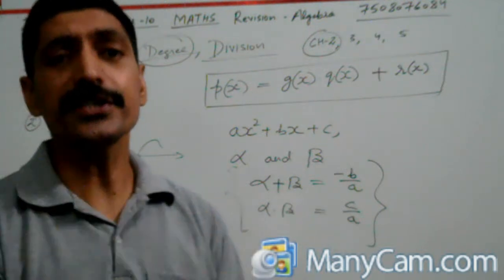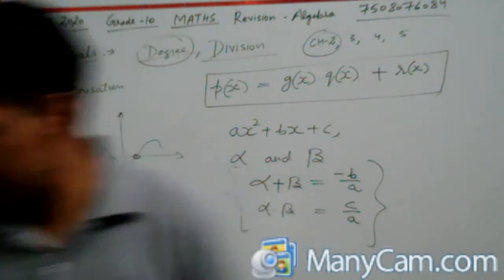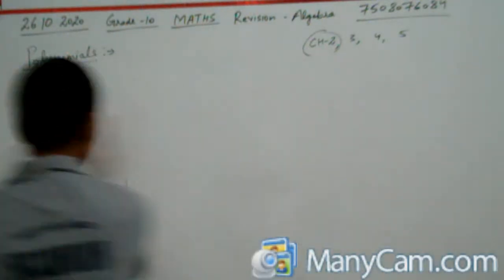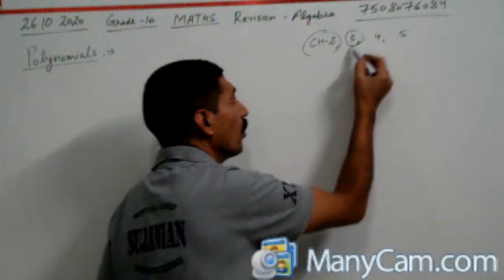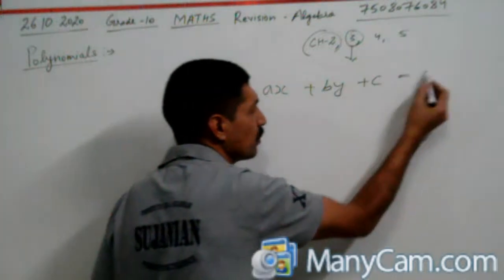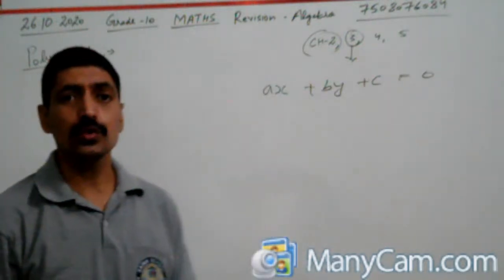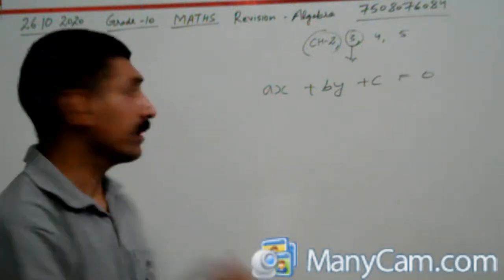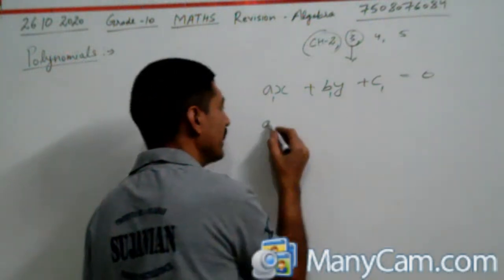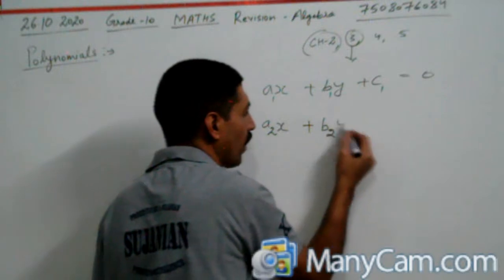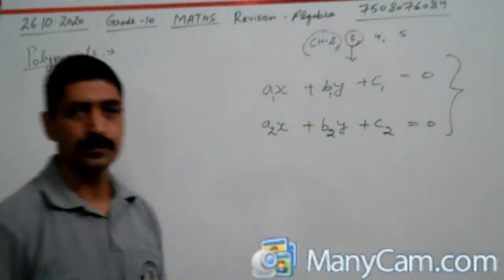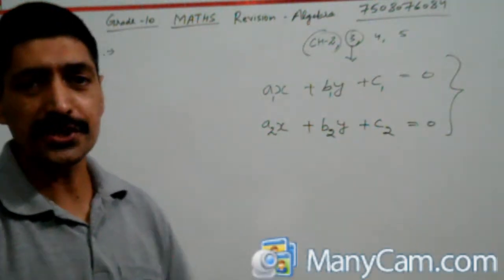Then in the third chapter we are talking about pair of linear equations, chapter 3. Now in pair of linear equations, you should know the grade 9 concept. If it is ax plus by plus c is equal to 0, it's a linear equation in 2 variables. But when we are talking about a pair, we have a1x plus b1y plus c1 is equal to 0, and the second is a2x plus b2y plus c2 is equal to 0. Now one is equation 1, one is equation 2. So we should know the relationship.